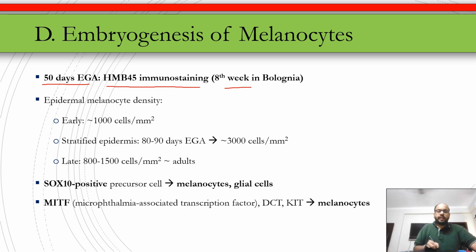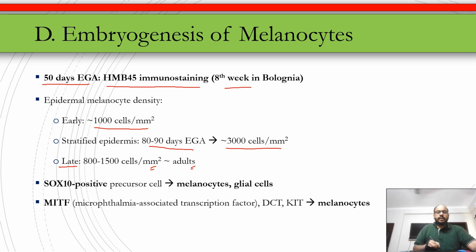At the start, the melanocyte density in the epidermis is about 1000 cells per mm square. As the cell layer begins to divide, the melanocytes will also divide. So at 80 to 90 days EGA, it is about 3000 cells per mm square. Later, these cells will start to atrophy and destroy themselves, and only 800 to 1500 cells per mm square remain, which is roughly equal to what we see in adults.